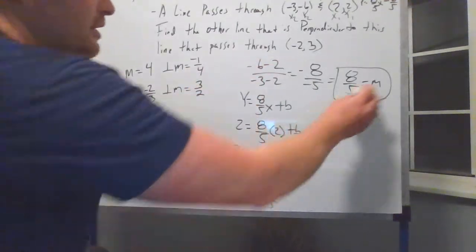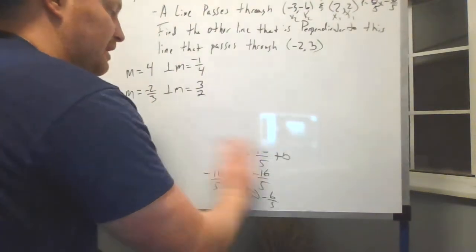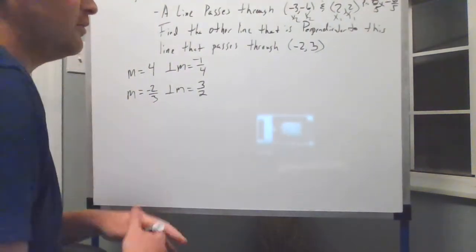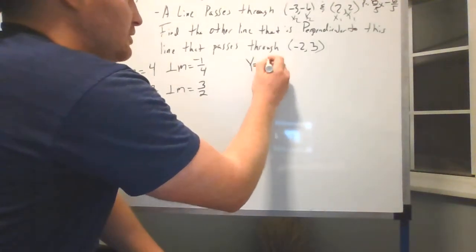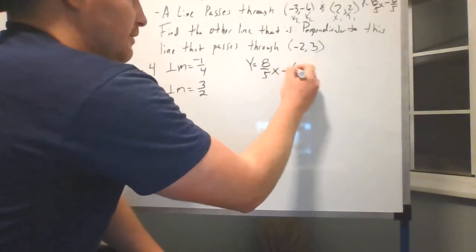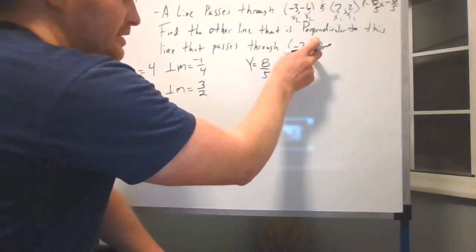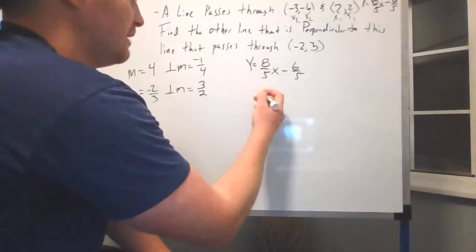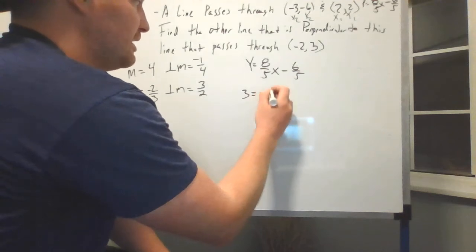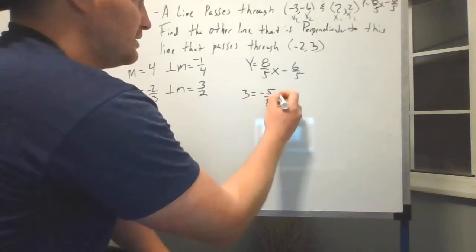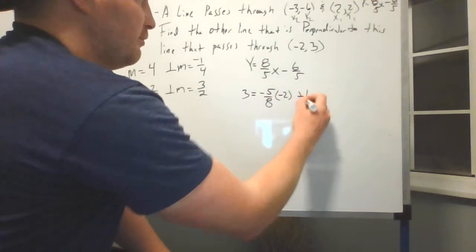Now we got to answer the question about the line that is perpendicular to that line and has the point negative 2, 3. By rule, if this is the equation we're going off of, I got to take the reciprocal opposite of the slope and then replace x and y with these points to find my new y-intercept. So let's go ahead and do that. This is going to be 3 equals negative 5/8 times negative 2 plus b.